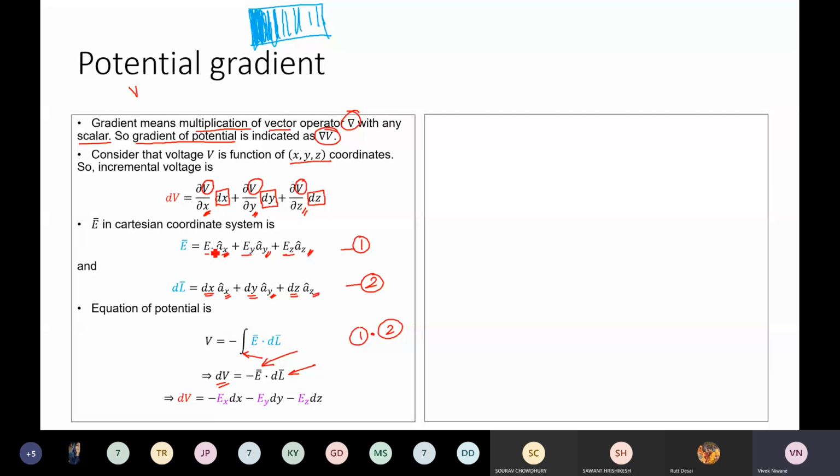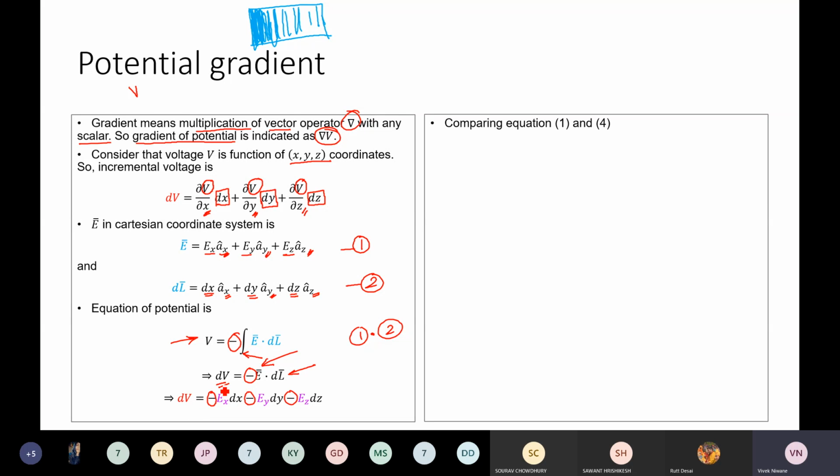So Ex dx, ax cap dot ax cap will be 1. Ey dy, ay cap dot ay cap will be 1. Ez dz, az cap dot az cap will be 1. And we are associated with this negative sign. Otherwise, we would have the positive signs over here. But since the definition talks about the negative sign because we are working in the opposite direction of the electric field, therefore we are associated with negative signs.